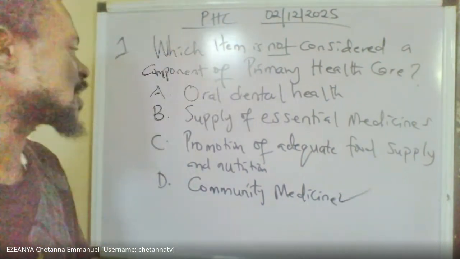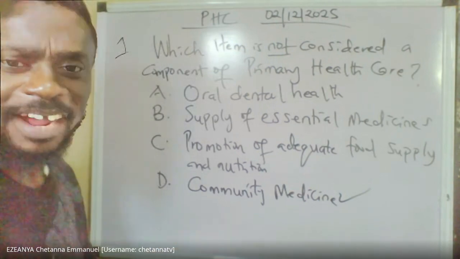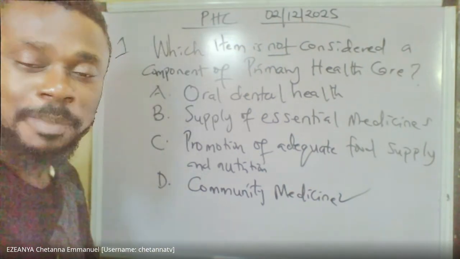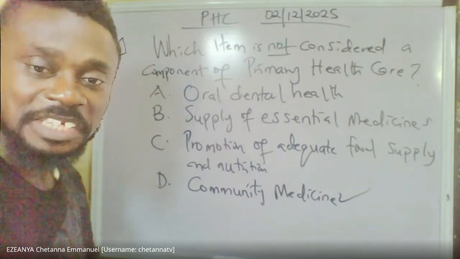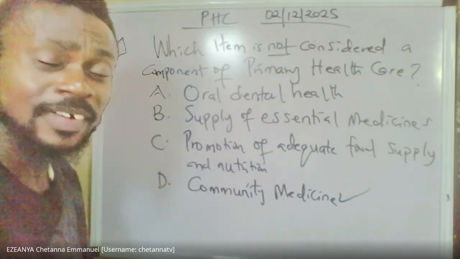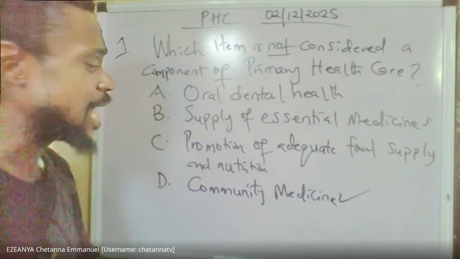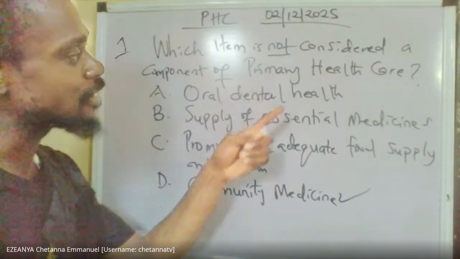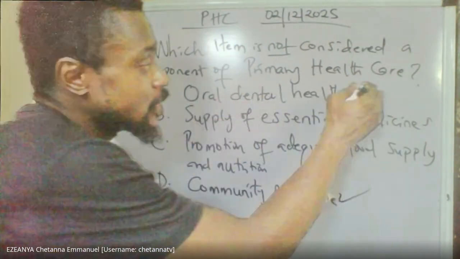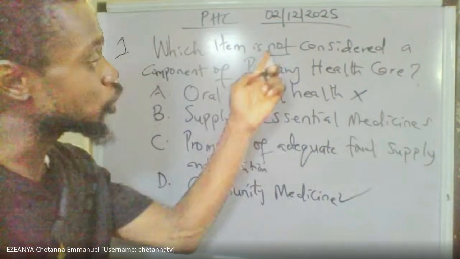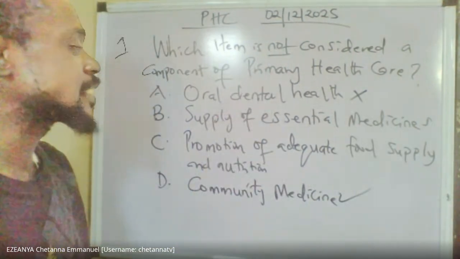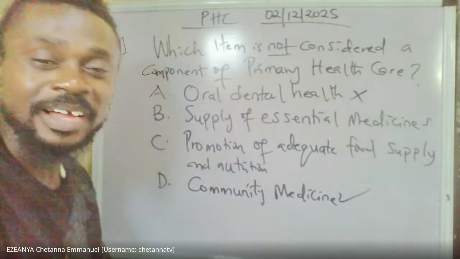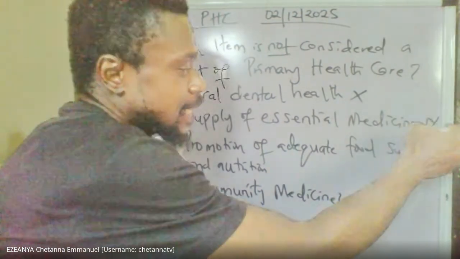For the others, oral health, I have mentioned it. Oral health is oral health services, talking about basic dental care, prevention, and what have you. They are commonly found under primary health care. Because oral dental health is found under primary health care, that's why it's not the answer, because the question says not. Then supply of essential medicine is part of the core components of primary health care. So that one is not the answer because the question says not.